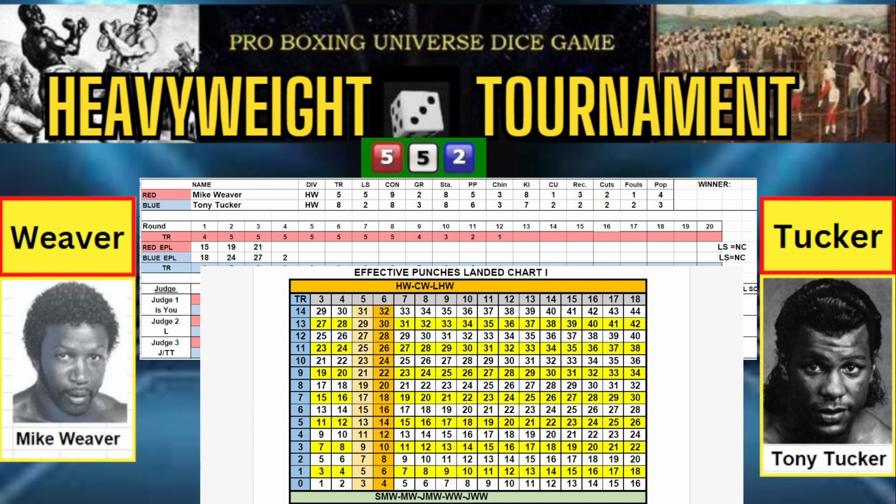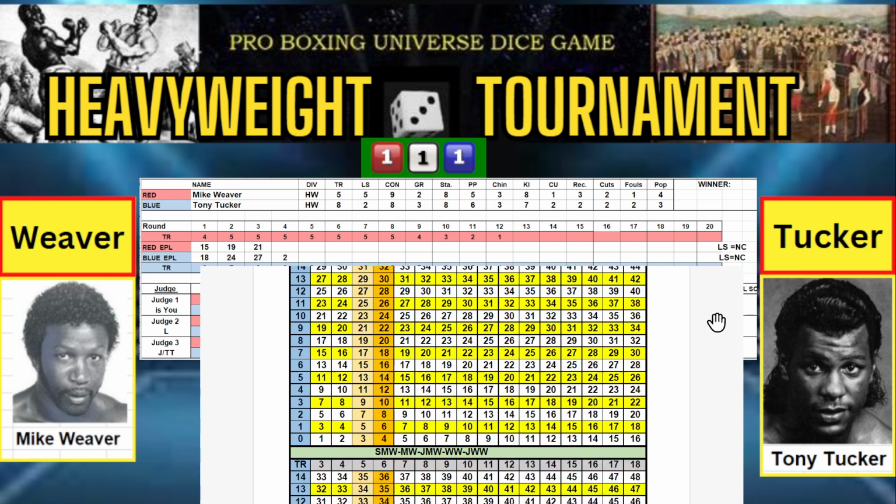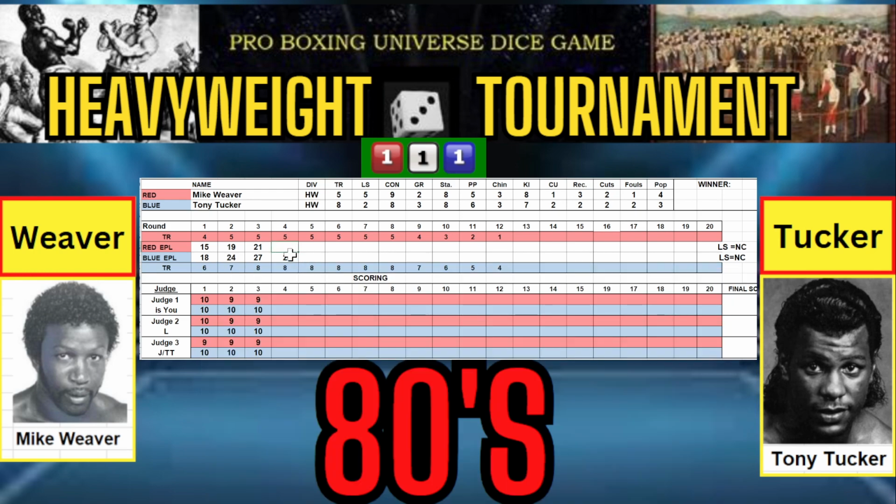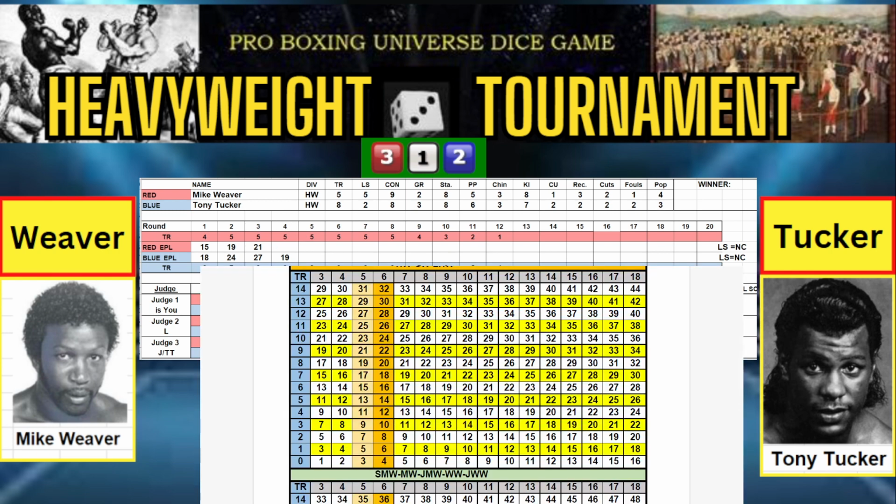So the chart here, roll on the 8. He rolls a 3. That's going to get him 17. So he gets 19. Mike Weaver has a 5. Roll on the 5. And he gets 8. He's going to get 16.